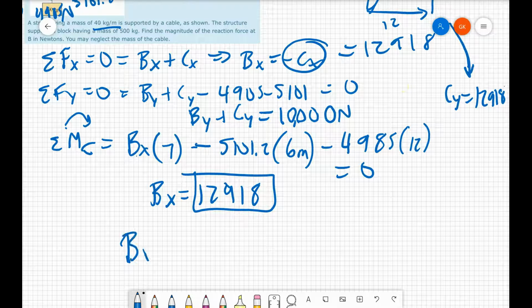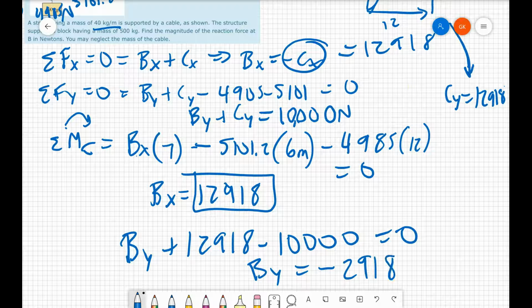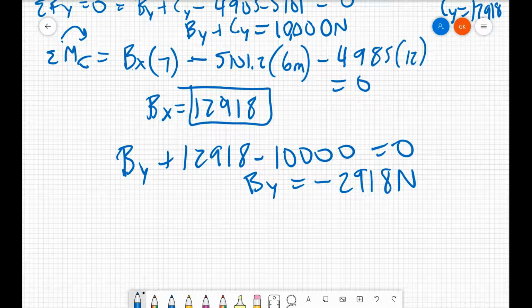Okay. So with that, I can go back and solve my other equation. So By plus 12,918 minus 10,000 is equal to 0. Therefore, By must be equal to negative 2,918 newtons. Okay. That's enough for me to solve.